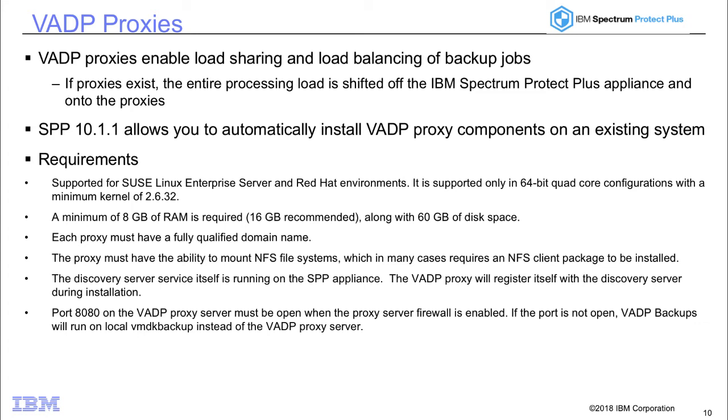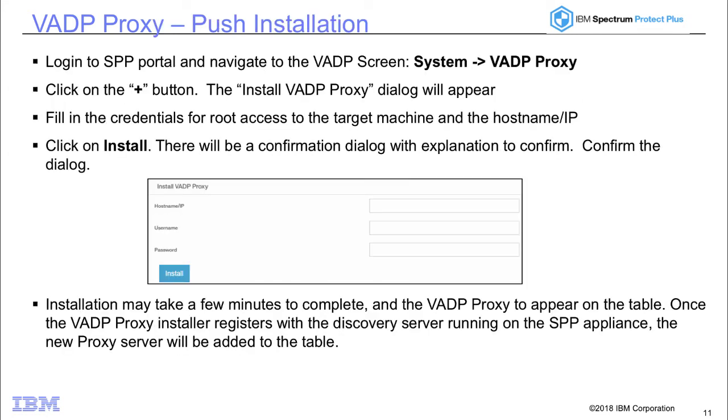There's a list of requirements at the bottom. I won't read them all to you, but basically you're going to stand up a SUSE Linux Enterprise server or a Red Hat server and give it the required RAM. And of course meet the other requirements for ports opened and things along those lines. And then you'll be able to do a push installation of the proxy software.